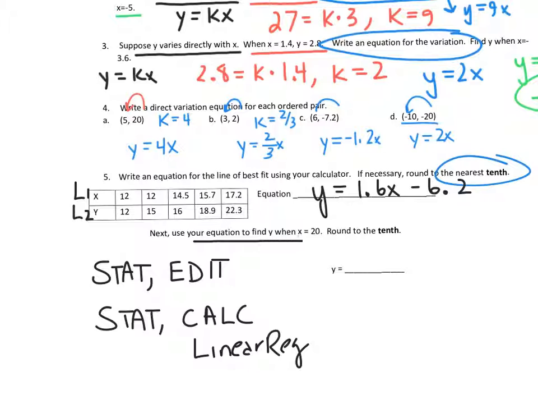Now use your equation to find y when x is 20. So I'm going to plug in 20 for x. So 1.6 times 20 minus 6.2, and that's going to give me my y. 1.6 times 20 minus 6.2 is 25.8.